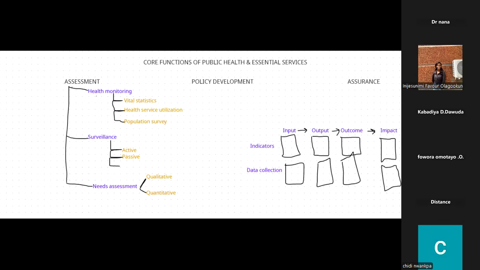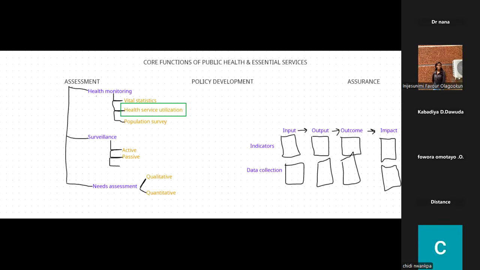Now, assessment has three components. First of all, we have three core functions: assessment, policy development, and assurance. And now I'm saying that assessment itself, which is what we're talking about now, is the eyes and the ears of public health, the sense organs, the things that we use to take in information, and mostly the information comes in form of data.